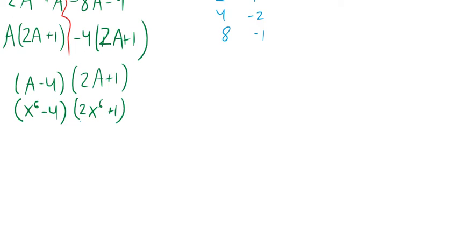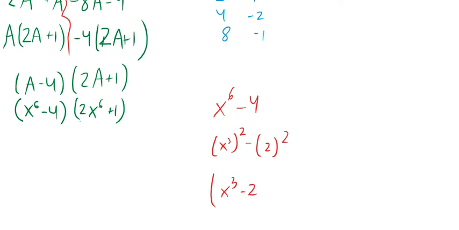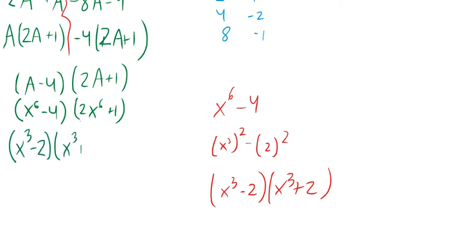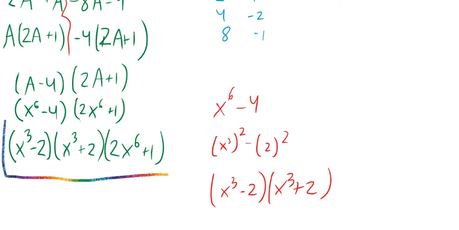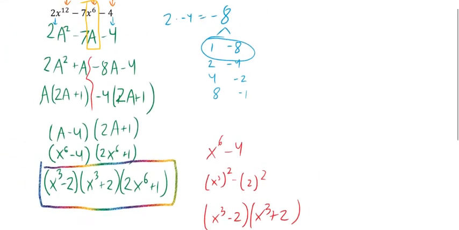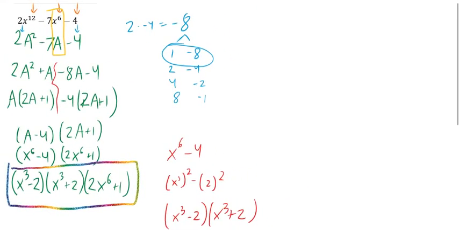But x to the 6 minus 4 is like x cubed squared minus 2 squared. So it's going to be x cubed minus 2, x cubed plus 2 by difference of squares. So this factors to x cubed minus 2, x cubed plus 2, 2x to the 6 plus 1. Oh, that was a little bit tricky. But that is my final answer. Just in case you're interested in seeing the original, let's shrink this down.